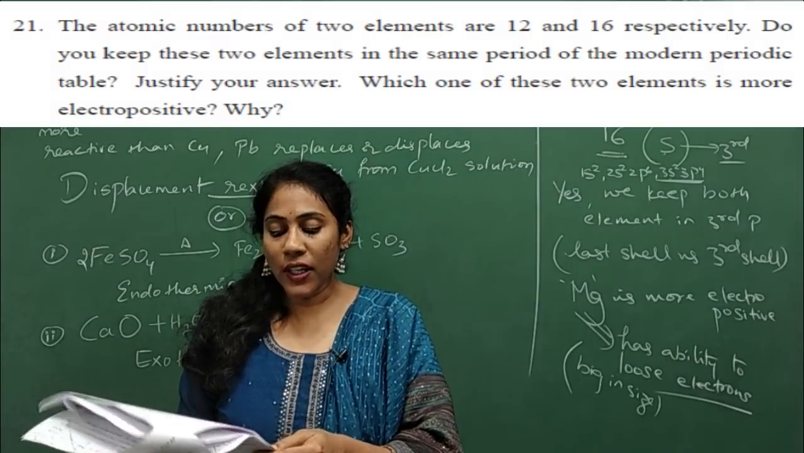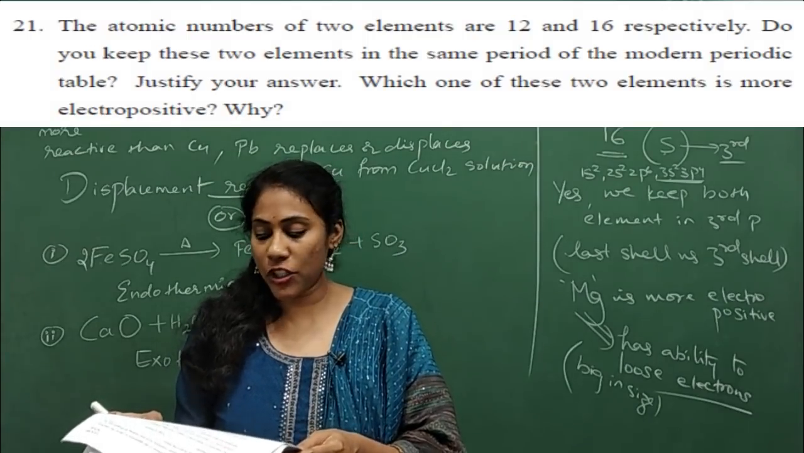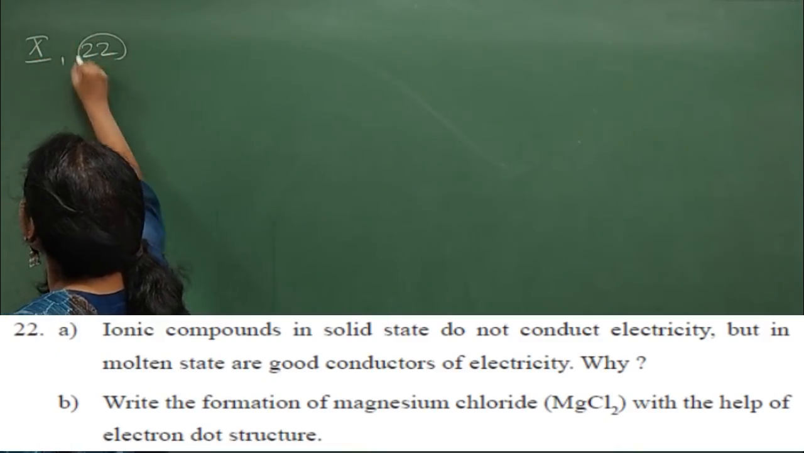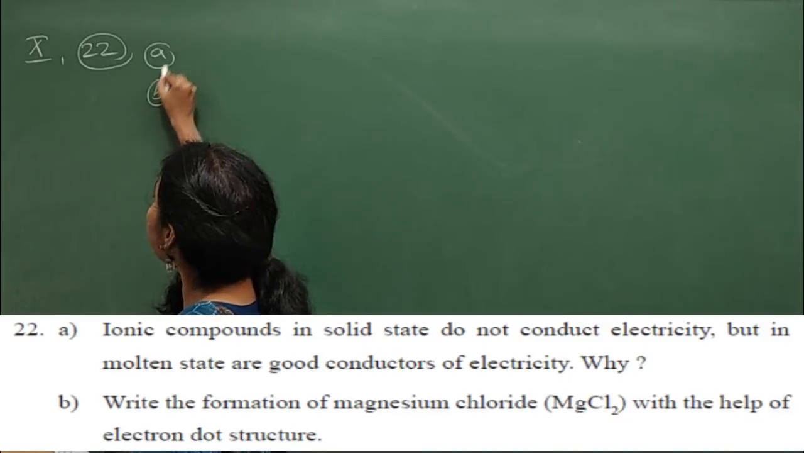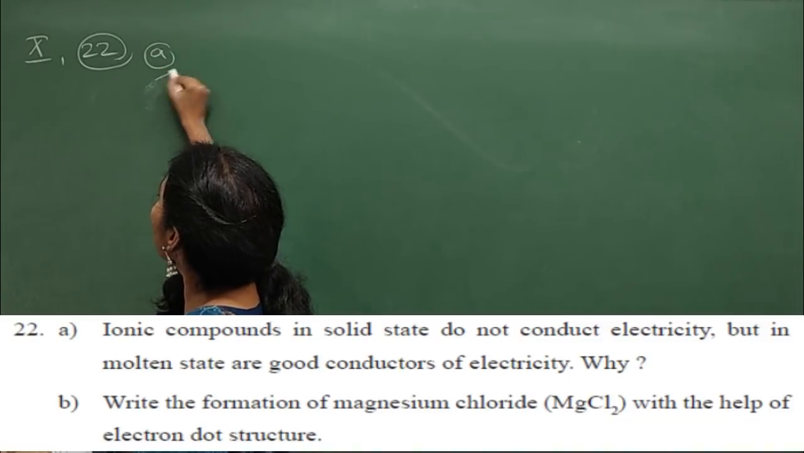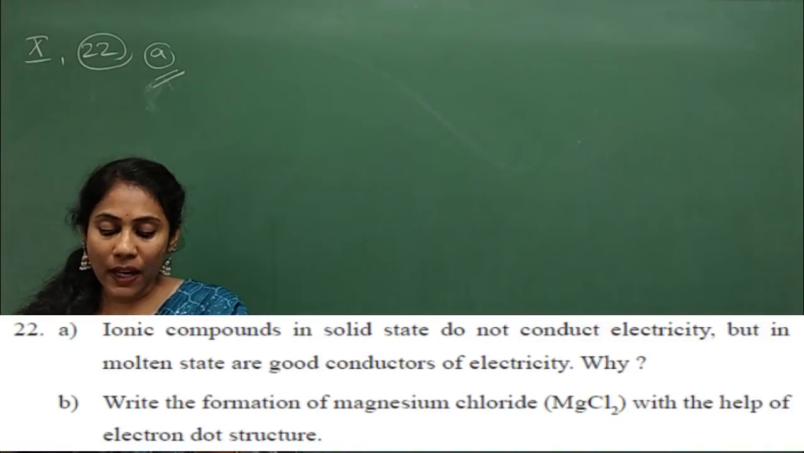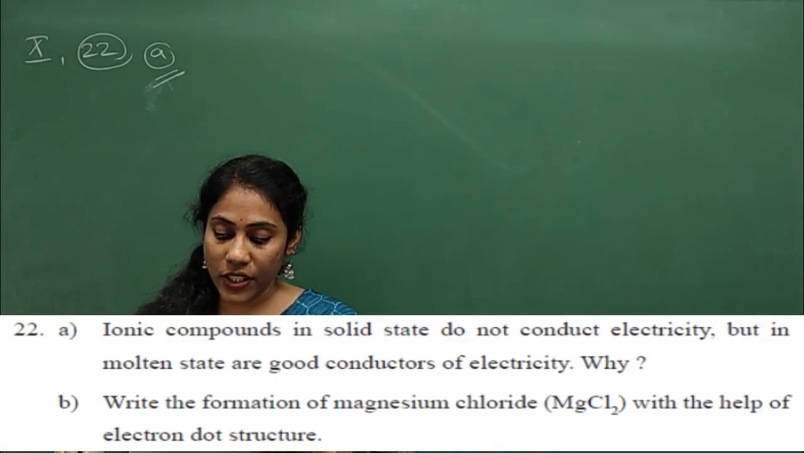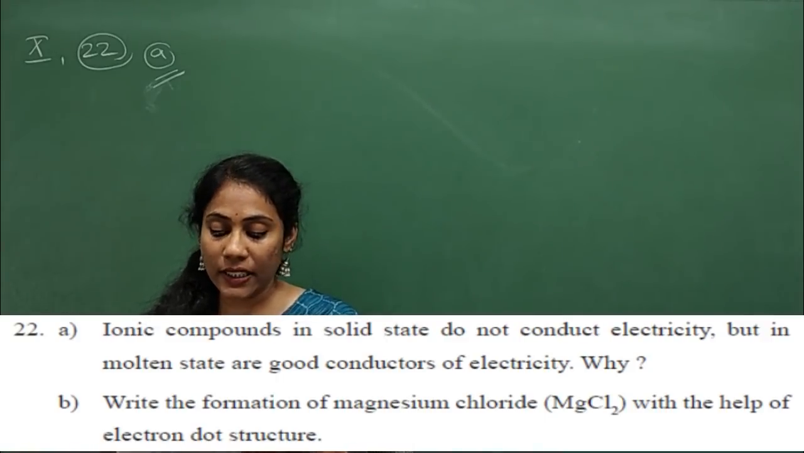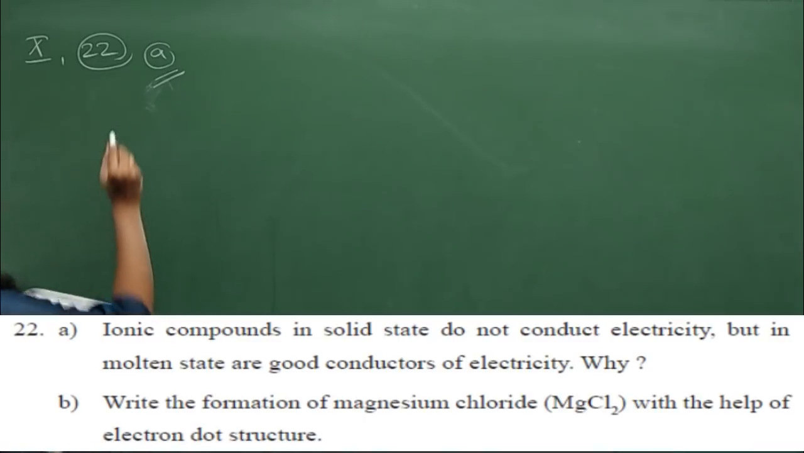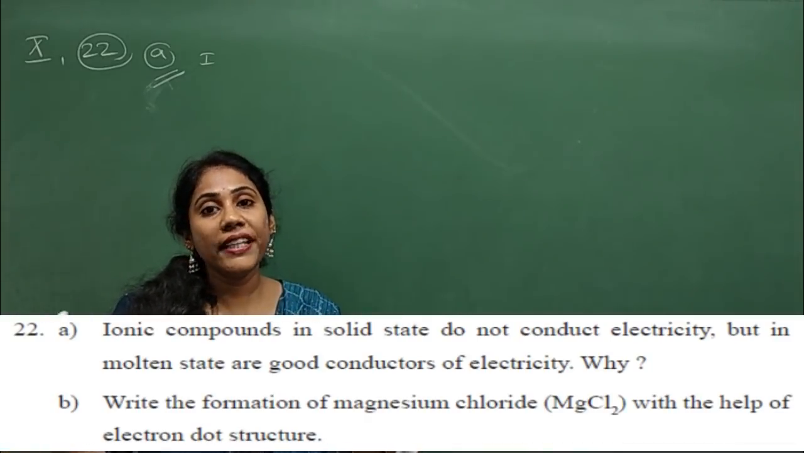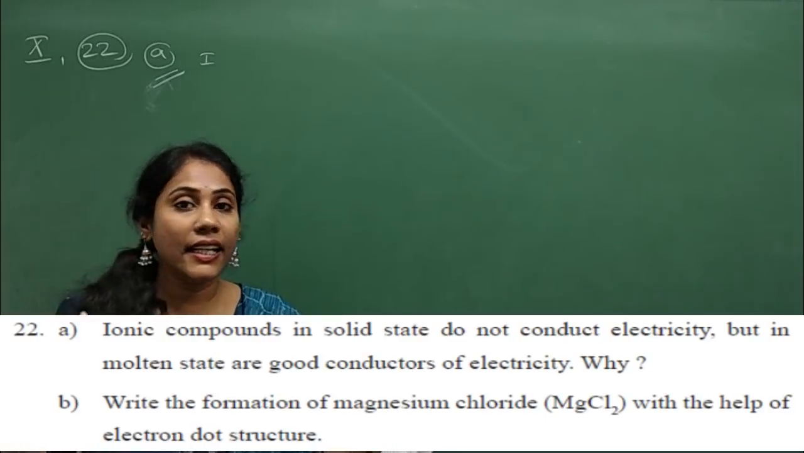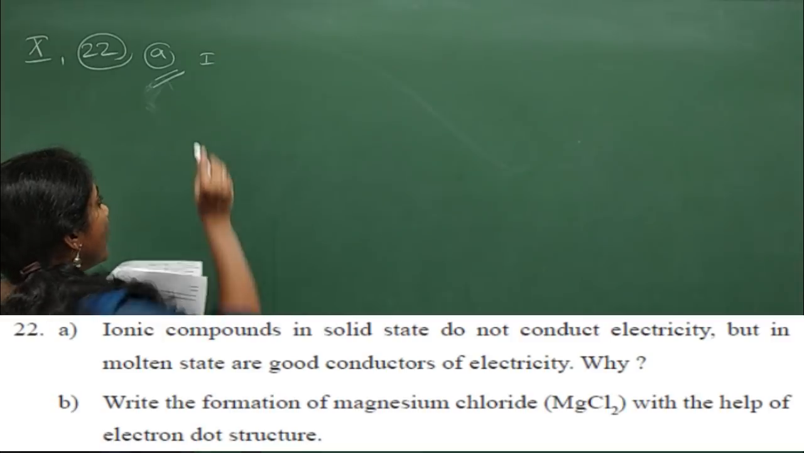So now let's go for the 10th main, that is the 4-mark question from the chemistry part. See, under 10th main you have the 22nd question. The 22nd question has two sub-questions, A and B. And let's talk about question A now. Ionic compounds in solid state do not conduct electricity, but in molten state are good conductors of electricity. Why? Okay, so in molten state you will have free ions, movable ions. So whenever you have movable ions, they can nicely conduct electricity. So that point itself you have to write.